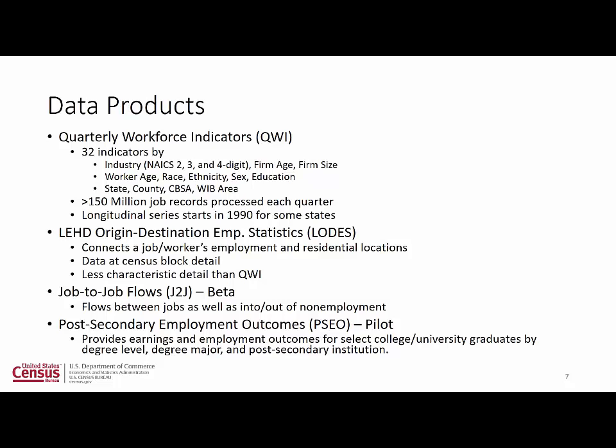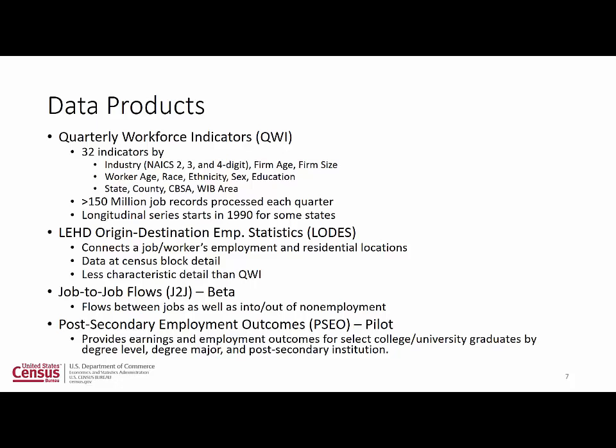The third data product that we produce is called job-to-job flows. This is also an origin-destination data product, but it's one that connects jobs. When you leave a job, where do you go? Do you go to another job, or do you go to a spell of non-employment? And when you change jobs, do you also change industries? Do you change geography? Those are the kinds of questions that job-to-job flows can answer.